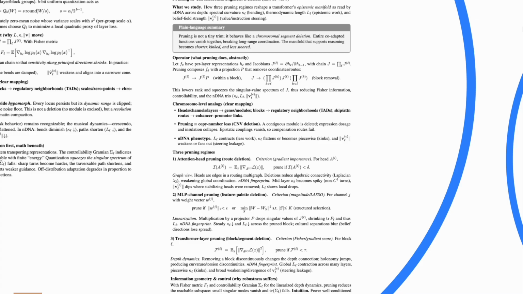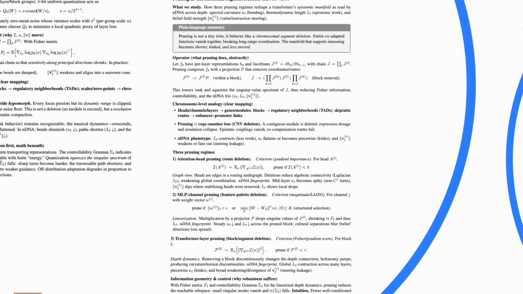In nDNA, you see mid-layer curvature become spiky, non-smooth turns appear because the stack is trying to reroute. L sub L shows local drops where stabilizing heads were removed. The belief field magnitude dips near those layers, revealing steering holes where guidance used to be supplied by now missing heads. Translation: you lose stitching power. Long-distance context is harder to weave.